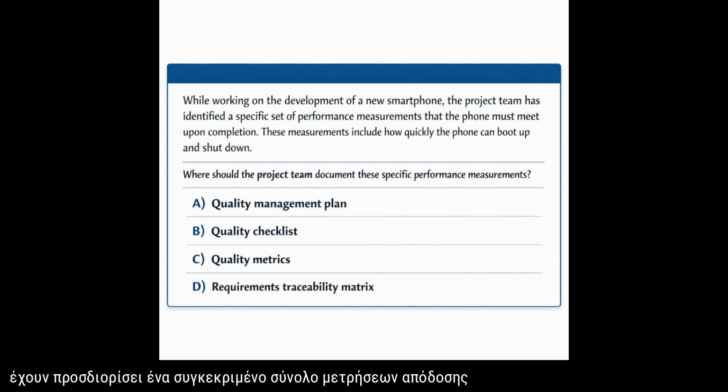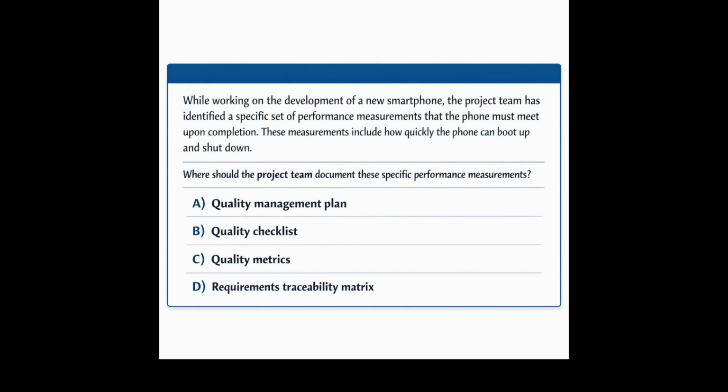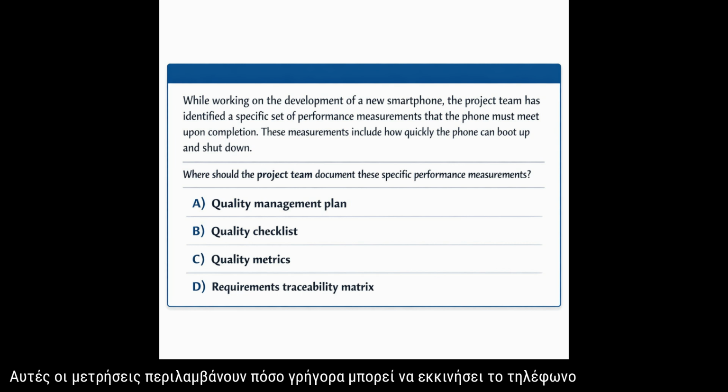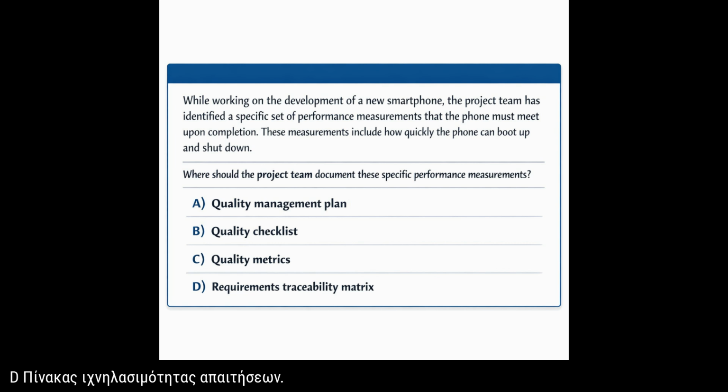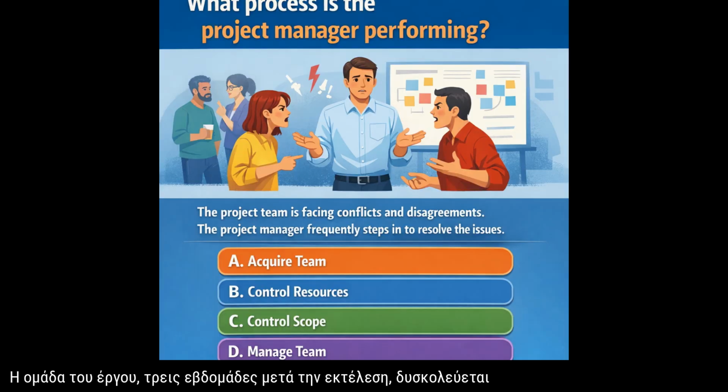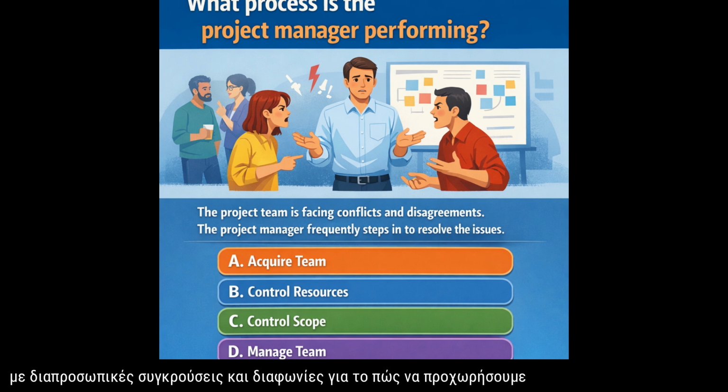While working on the development of a new smartphone, the project team have identified a specific set of performance measurements that the phone must meet upon completion. These measurements include how quickly the phone can boot up and shut down. Where should the project team document these specific performance measurements? A. Quality management plan. B. Quality checklist. C. Quality matrix. D. Requirements traceability matrix.